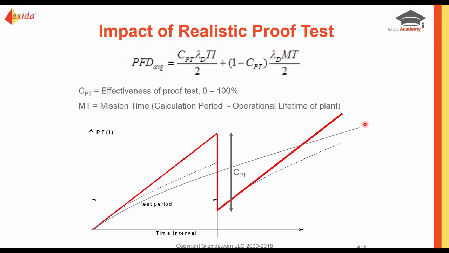And as you might know, the first proof test, you're not going to notice much of a difference or any difference. The second proof test, you might not notice much of a difference. But what happens if you have 5 proof tests in your mission time? What happens if you have 10 proof tests in your mission time?